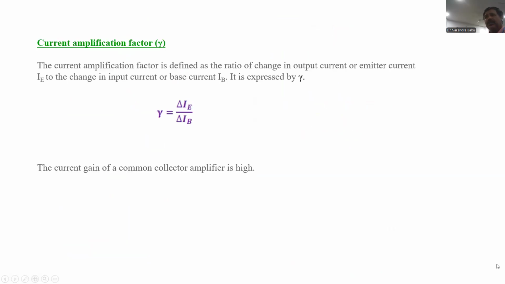So this is how we can calculate the input and output characteristics. And the current gain we denote as gamma. This is nothing but the output current IE by the input current IB. So here the current gain of a collector amplifier is also high.